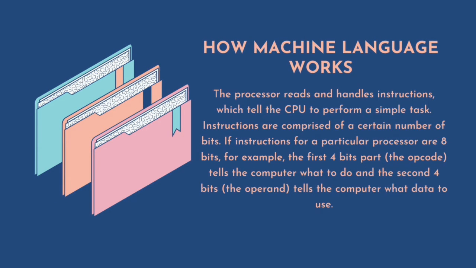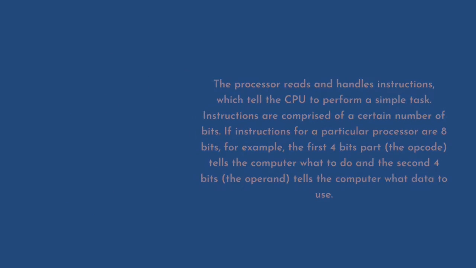Machine language is read by the computer's central processing unit, CPU, is composed of digital binary numbers and looks like a very long sequence of zeros and ones. Each CPU has its own specific machine language. The processor reads and handles instructions, which tell the CPU to perform a simple task. Instructions are comprised of a certain number of bits. If instructions for a particular processor are 8 bits, for example, the first 4 bits, the opcode, tell the computer what to do, and the second 4 bits, the operand, tell the computer what data to use.